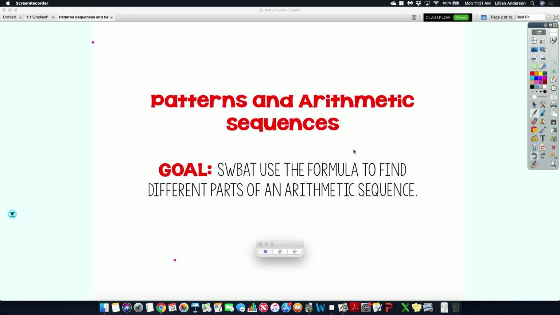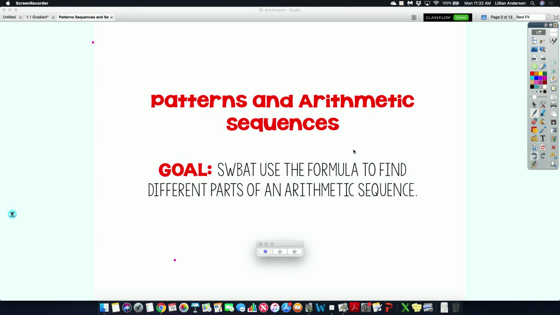Today we're going to be talking about patterns in arithmetic and geometric sequences. It's a review of Algebra 1 and Algebra 2 because you guys have done this before. We're going to take it up a notch and incorporate some IB language, some IB vocabulary. You're going to be able to use the formulas to find different parts of an arithmetic sequence, and then depending on how much time we have left, we'll probably continue on into geometric.